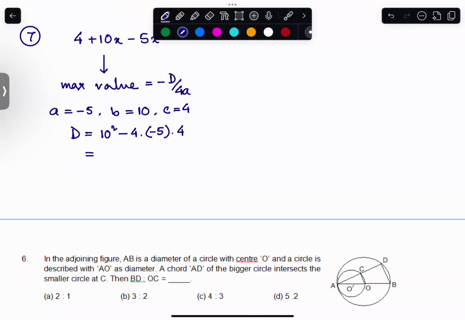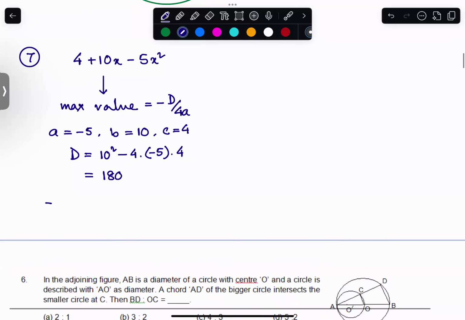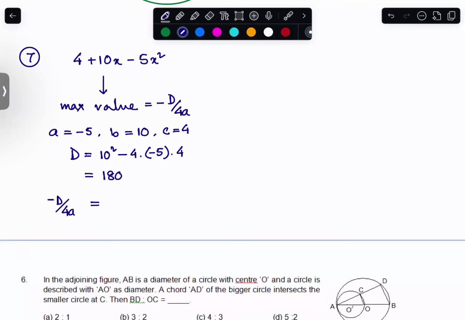which makes it 180. So minus d by 4a, what should it be? Is this okay? Yes, sir.